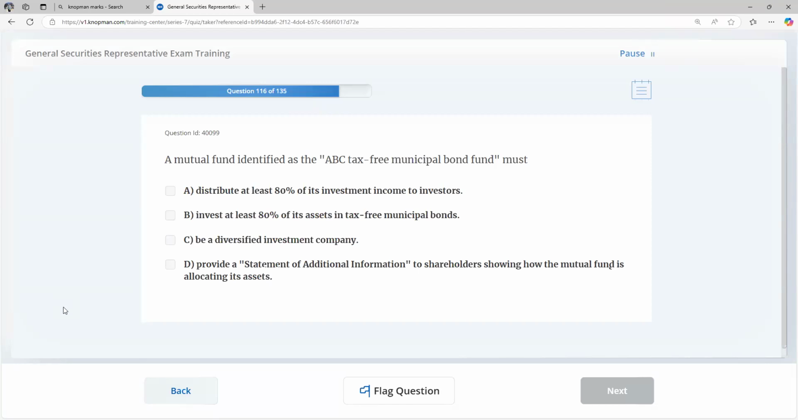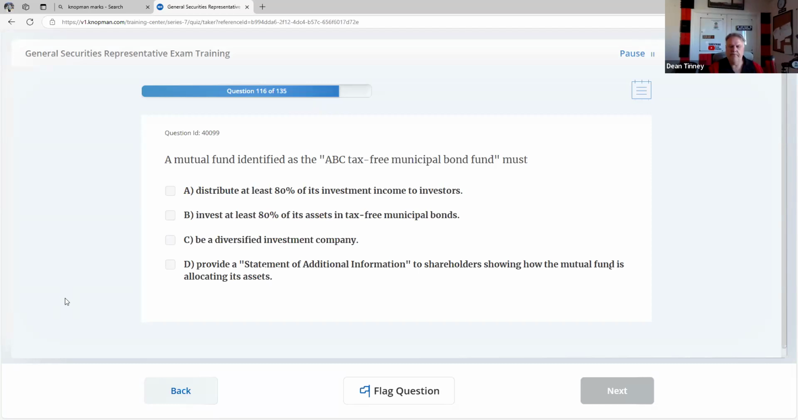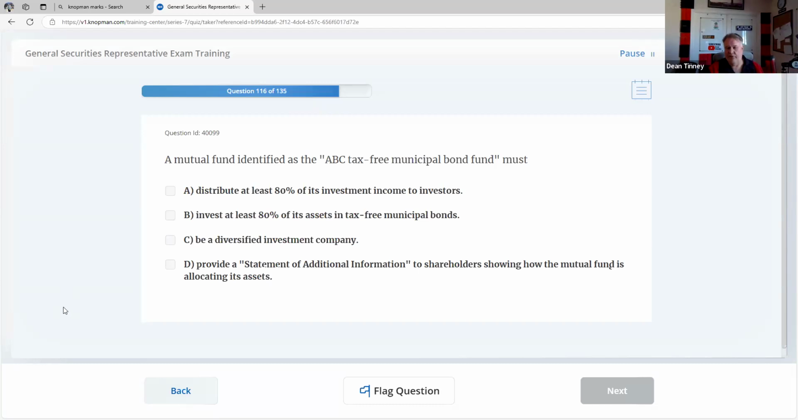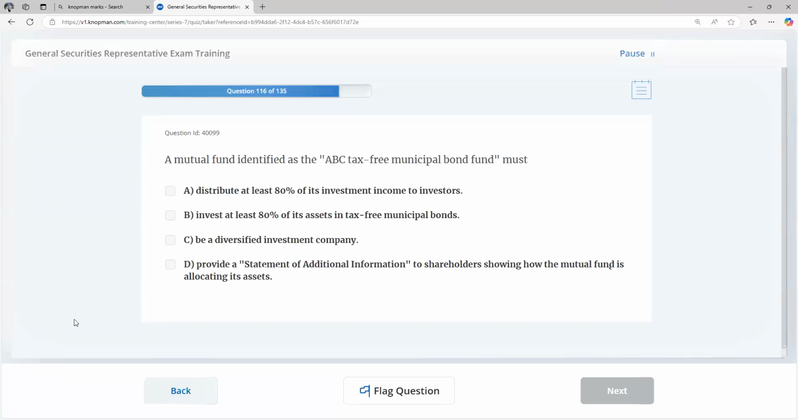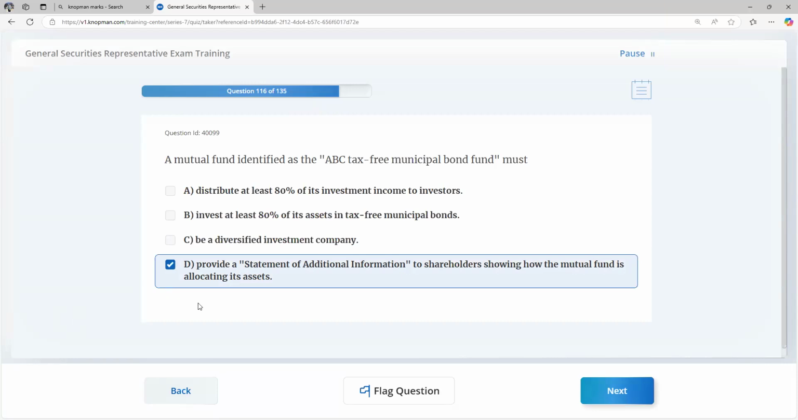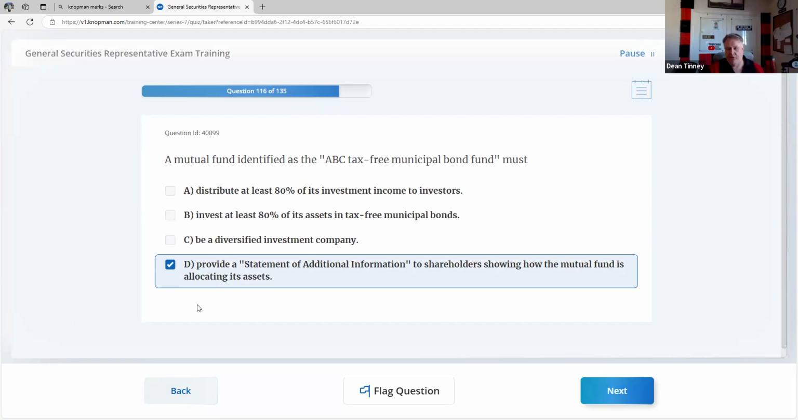If they're a tax-free municipal bond fund, I'm torn between B and D. I'm with you. I don't think it's A or C at all. You should definitely know it's not A because that's 90%, not 80. I'm kind of liking D, the statement of additional information, but I also like B. I really like B. I'm going for B. I'm not sure I'm right.